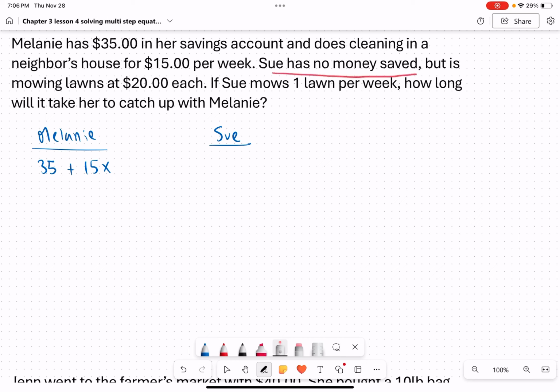Well, Sue starts with no money saved. So we're not going to add anything right now because she doesn't start with anything. She doesn't have any money saved. But we do know that every single week she's going to be mowing lawns for $20 every single week. Right? She only mows one lawn per week, so she's earning $20 per week. So we can represent it, and we can also put y equals here, and then y equals for Sue, $20 per week for every one lawn that she mows every week.